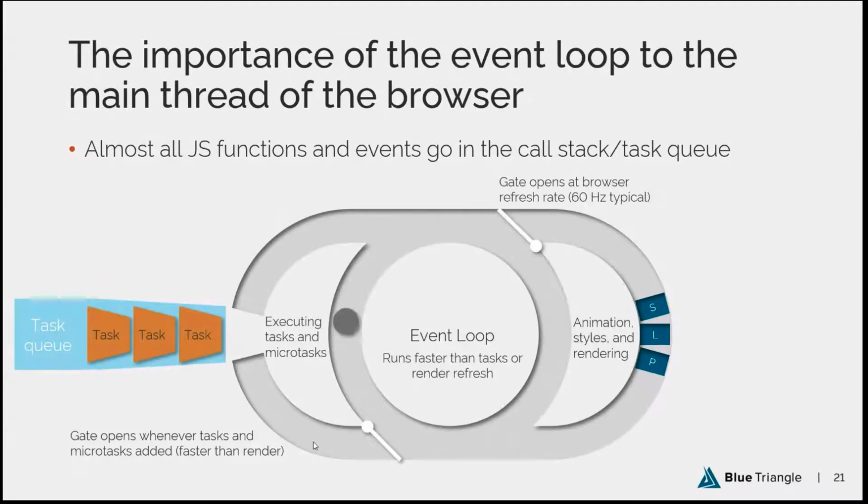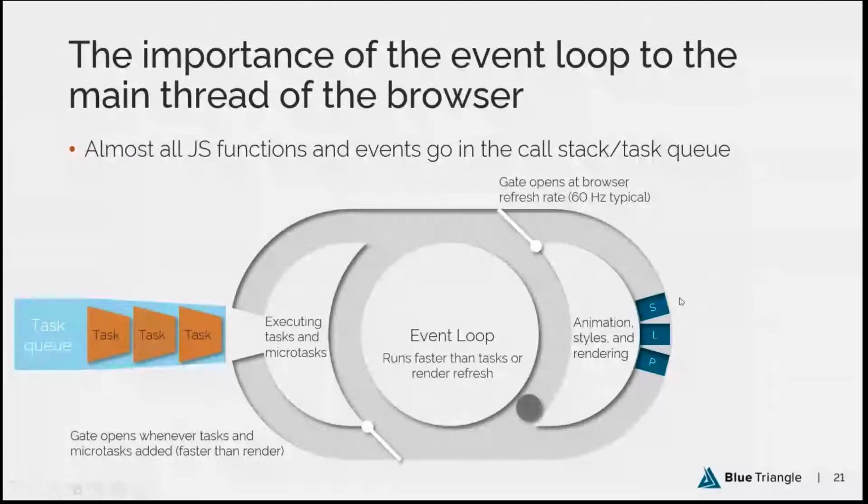We have almost all JavaScript functions going into the task queue. There are some microtasks that might get queued somewhere else and things that affect animation and that kind of thing. But basically what's happening is the event loop is running really, really fast here. It runs faster than tasks can get queued or render refresh can happen. Tasks are queued at the rate that this gate opens. So imagine that this gate opens whenever a task is added or as quickly as a task can be added.